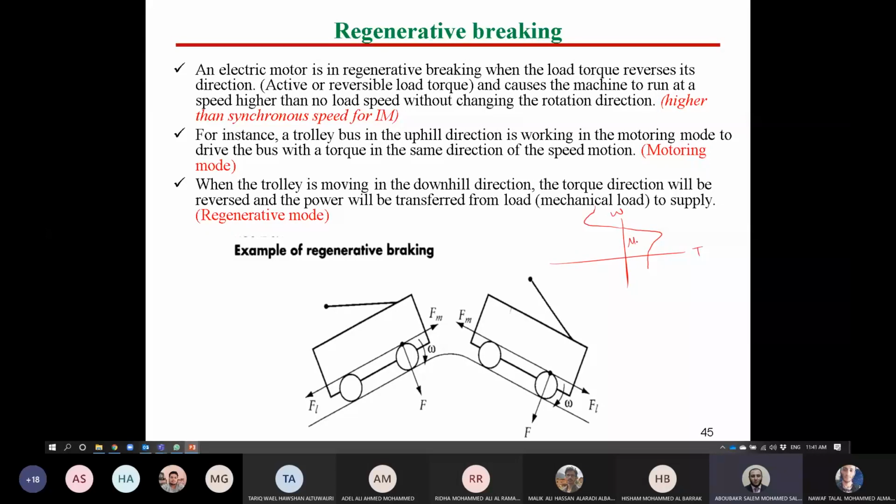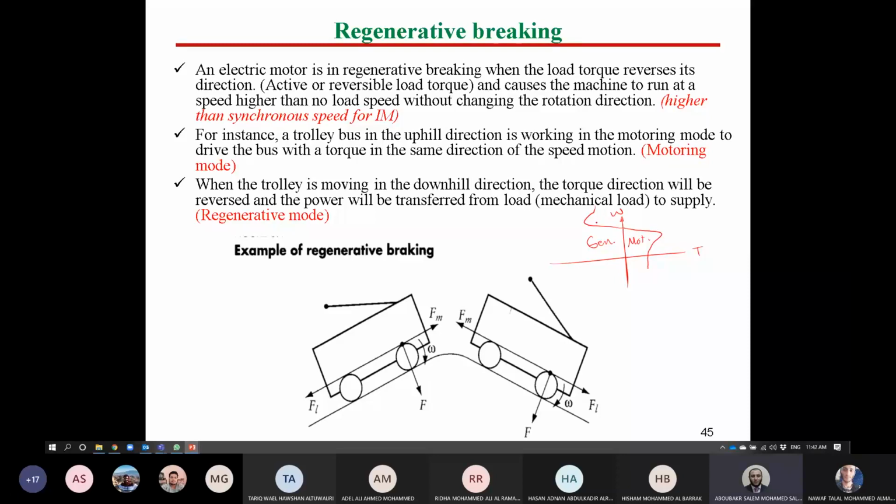This here represents the motoring mode. And here the operation will represent the generating mode. So if the torque is reversed and becomes negative, and speed is positive in the same direction, the machine will be converted to a generator. This is what's called regenerative braking. So the machine is working as a motor, however, due to a part of control, we will return the energy to the supply and the torque will be negative. So this is representing the regenerative braking.